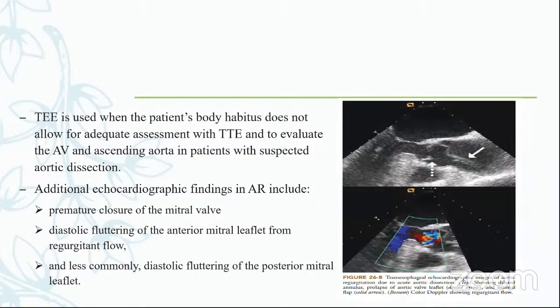Additional echo findings in AR, as we said, are that sometimes there will be premature closure of the mitral valve due to diastolic fluttering, most commonly of the anterior mitral leaflet, but less commonly diastolic fluttering can happen to the posterior mitral leaflet as well.